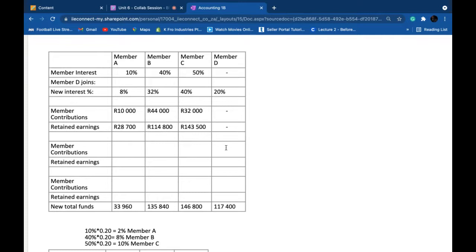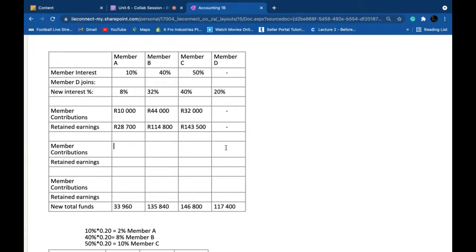I'm so sorry, I can't hear you clearly. I'm gonna come close. Sorry, you're saying? Only the retained earnings. Is that what you wanted to say? 100%, you guys are correct. So when the member joins, the interest of the partners is altered, and then only the retained earnings. The contributions remain the same.